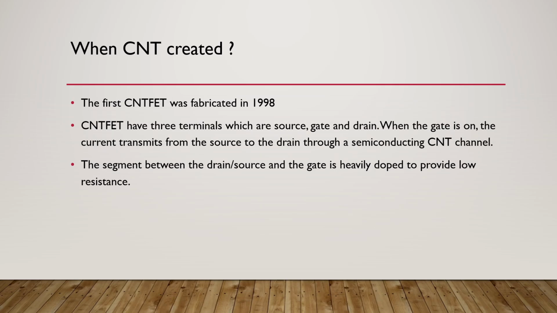The first CNT FET was fabricated in 1998. The CNT FET has three terminals, which are the source, gate, and drain. When the gate is on, the current is transmitted from the source to the drain through the semiconducting CNT channel. The segment between the gate and the drain and source is heavily doped to provide a low resistance.